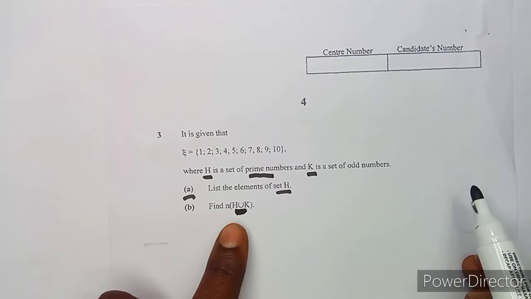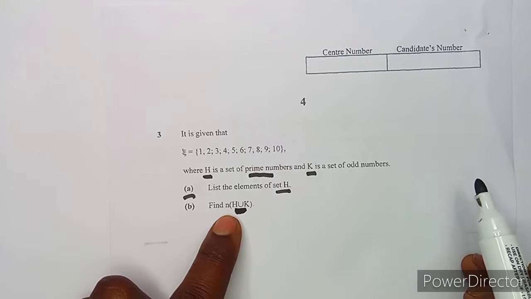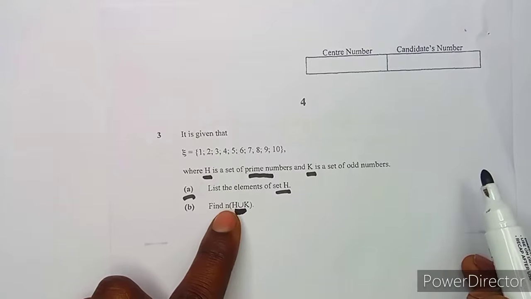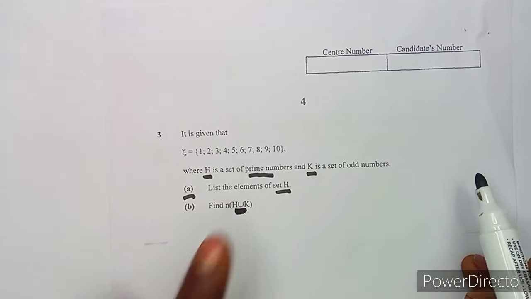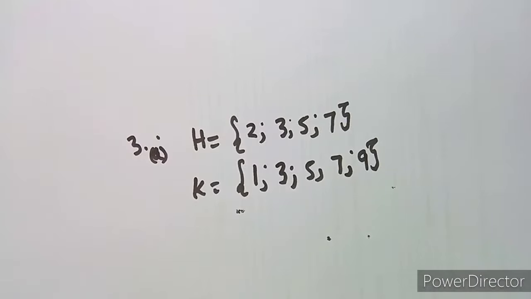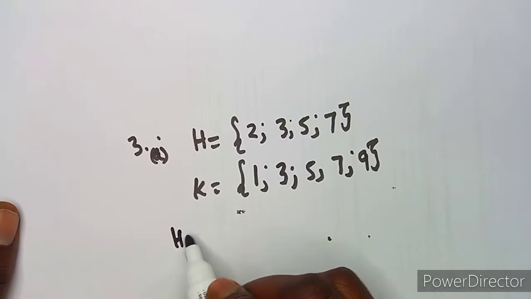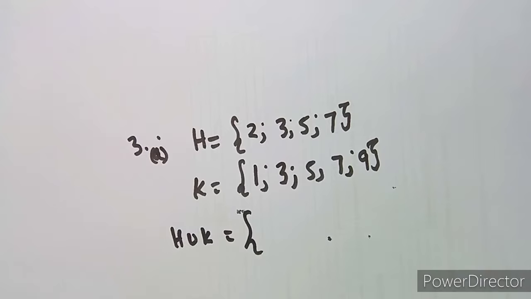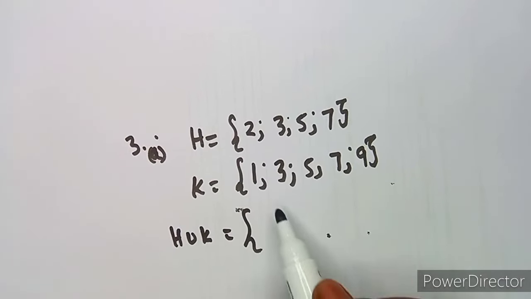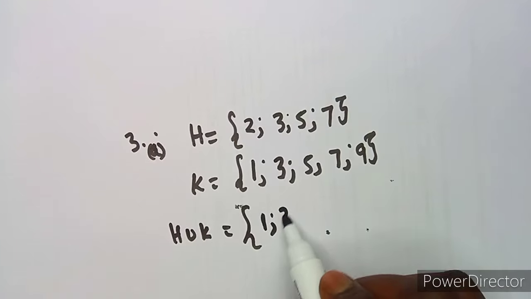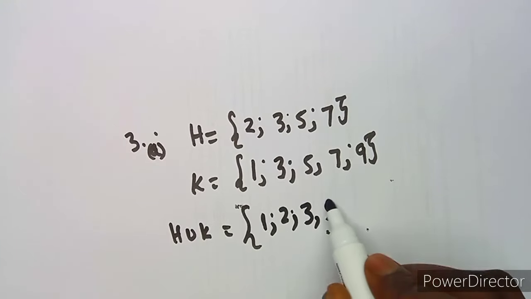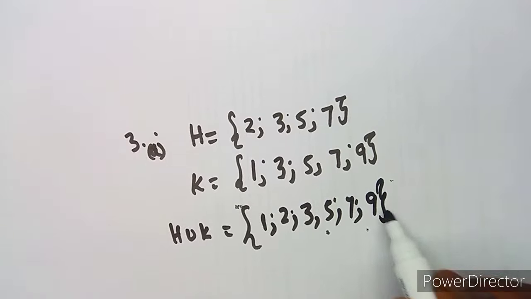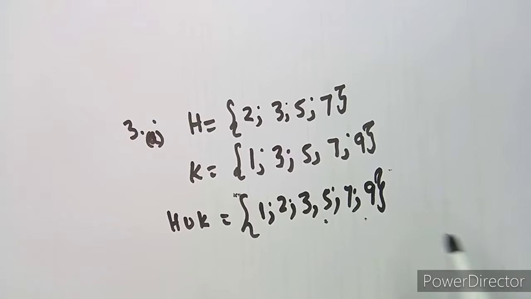The first thing is to find H union K before we talk of this number of elements, because we are saying how many elements are in this set of H union K. So all you need is to find H union K first, which is the union. You are referring to the combination, combine all the elements together, that is the union. So we've got 1, 2, 3, 5, 7, and 9. Remember, when you are combining these elements, you do not repeat. Say we've got 3, we do not write it again.